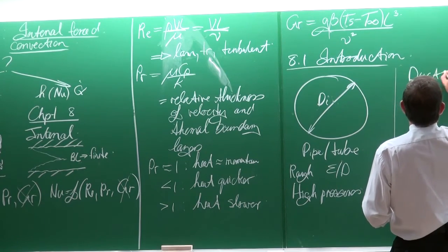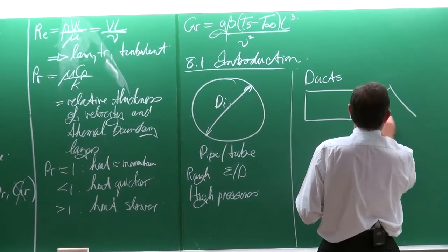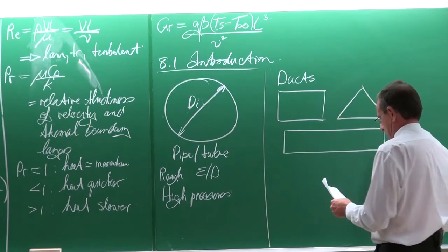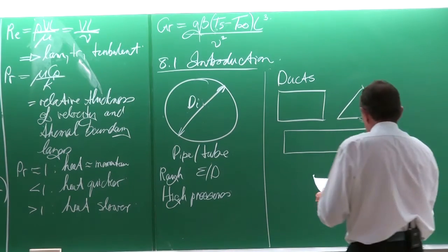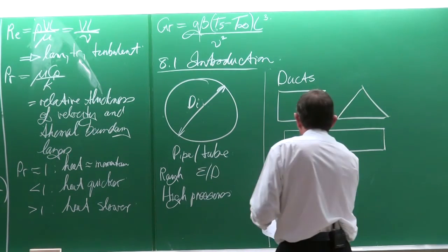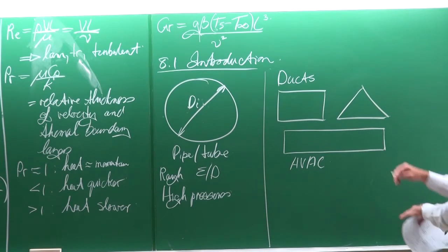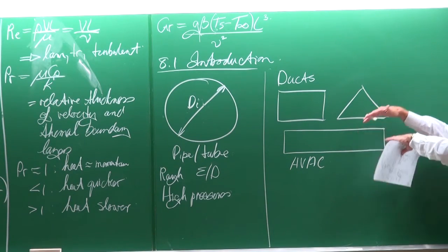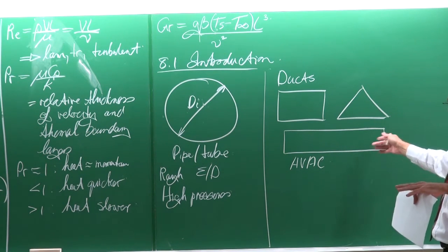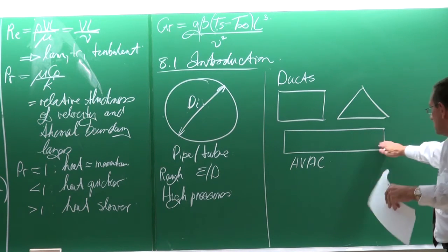Ducts are typically, in terms of geometry, like that, or something like that. They are usually made from bent galvanized sheet, and they are used in the HVAC industry, the heating, ventilation, and air conditioning industry. Typically, ducts like this are used in areas where there's not a lot of space, and that is the reason in many cases for these types of geometries, in the roofs, where there's not a lot of space.